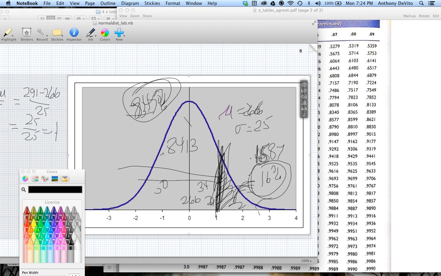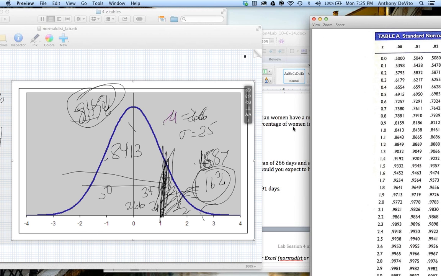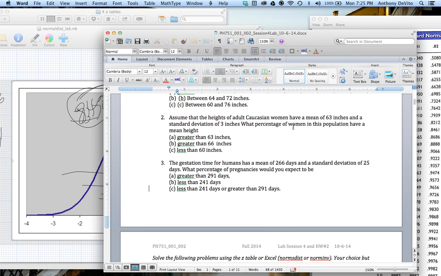Knowing the empirical rule, keeping it in the back of your head, will help you avoid making mistakes when you do calculations using Excel and/or the table, or even SPSS when we eventually get around to using that for some of this work. Okay, so let's look at the next one. So the empirical formula has value.